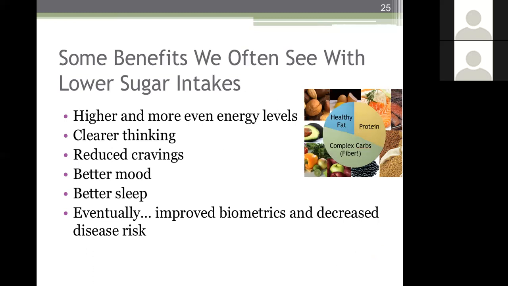People sleep better generally. They may have better mood, not initially probably. So when we drastically reduce the sugar intake for someone who has a lot, they do get a little cranky for a few days. But that often passes. About 4 or 5 days later, they can start seeing benefits.